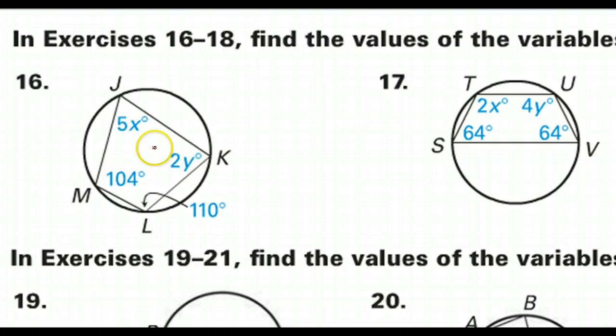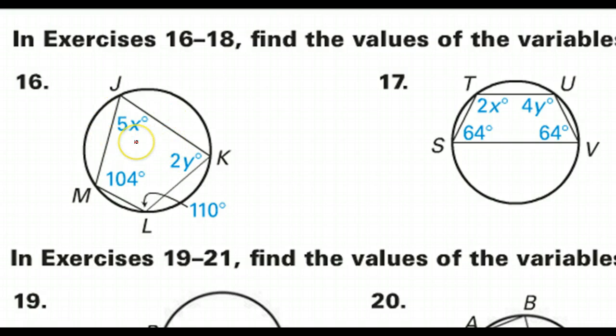Okay, number 16. In the day 5 lesson, we learned that when you have a quadrilateral inscribed in a circle, that's what this is. When I say inscribed, I mean that see how all the vertices of the quadrilateral are on the circle?